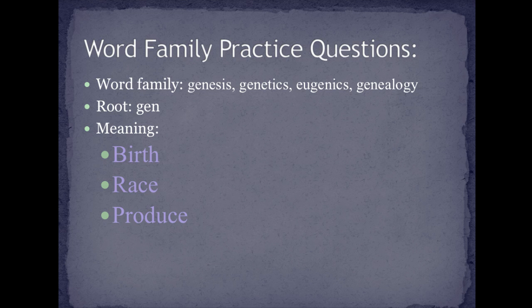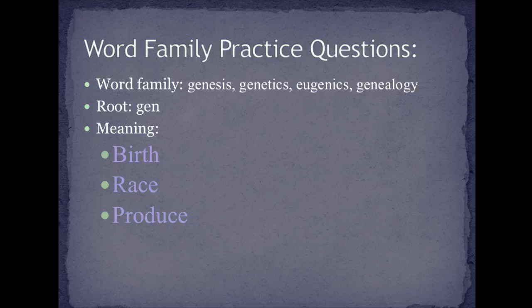So let's practice these. We have this word family: genesis, genetics, eugenics, genealogy. Obviously the root here is gen, and the meaning of gen is birth, race, or produce. Okay, so all of these have something to do with either birth, or your race, or your produce, or what's been produced.